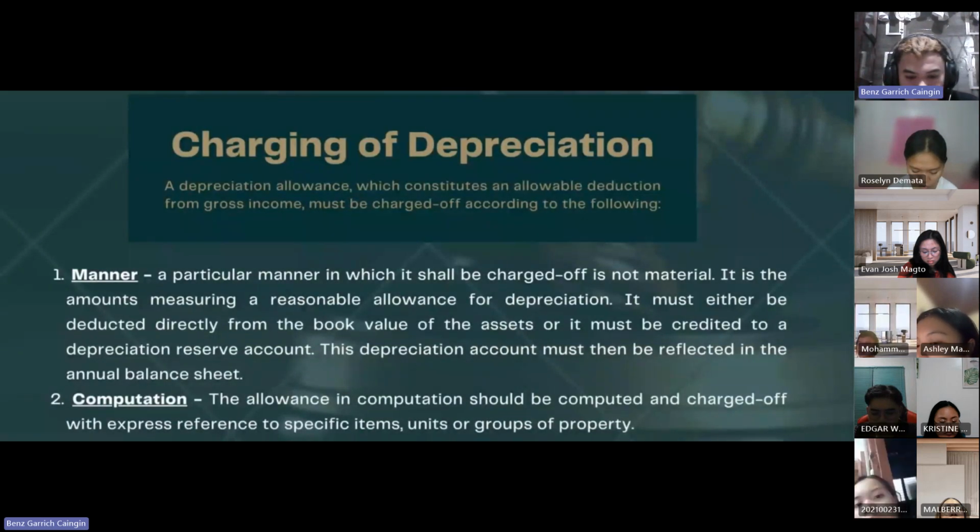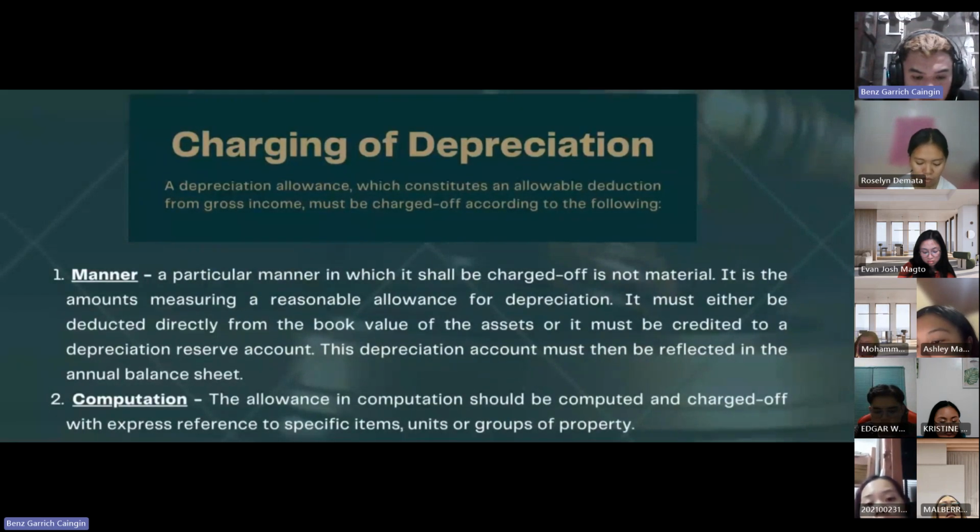Number one, we have manner. The particular manner in which it shall be charged off is not material. It is the amount measuring a reasonable allowance for depreciation. It must either be deducted directly from the book value of the assets, or preferably it must be credited to a depreciation reserve account. And this depreciation account must then be reflected in the annual balance sheet.